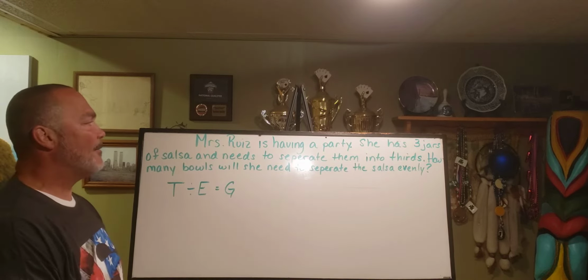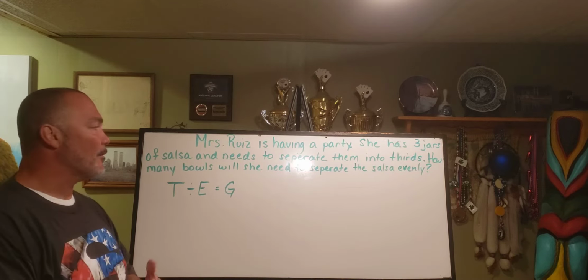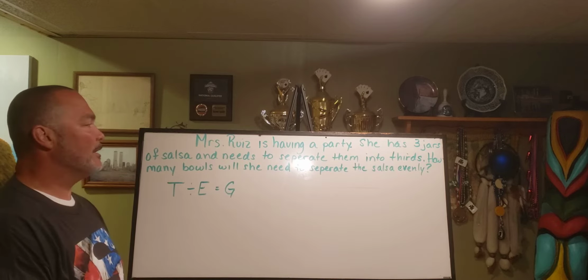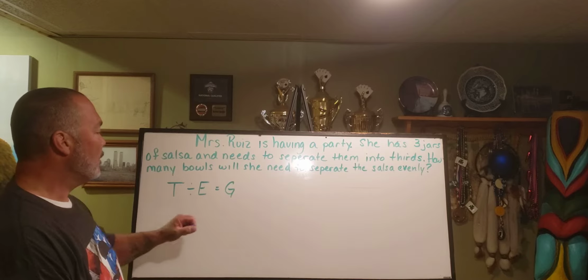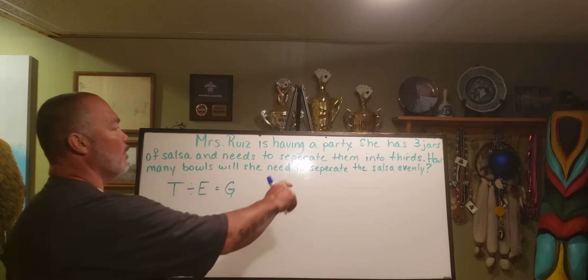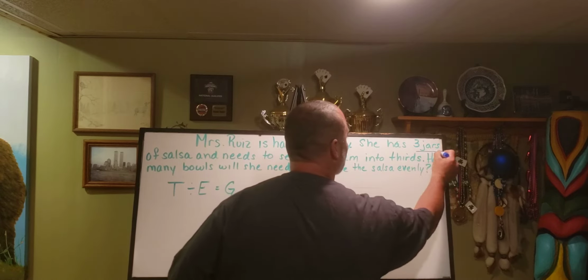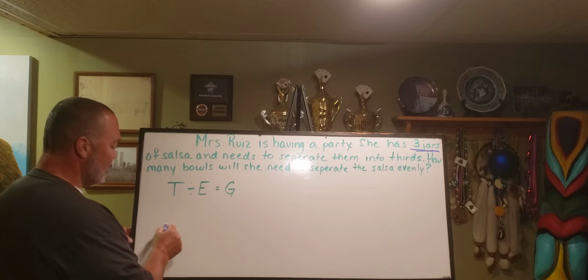Miss Ruiz is having a party. She has 3 jars of salsa and needs to separate them into thirds. How many bowls will she need to separate the salsa evenly? So we need to look for our total, our equal number of groups, and then our total groups. So the total is 3 jars. You might want to highlight it, underline it, but we know that our total is going to be 3.